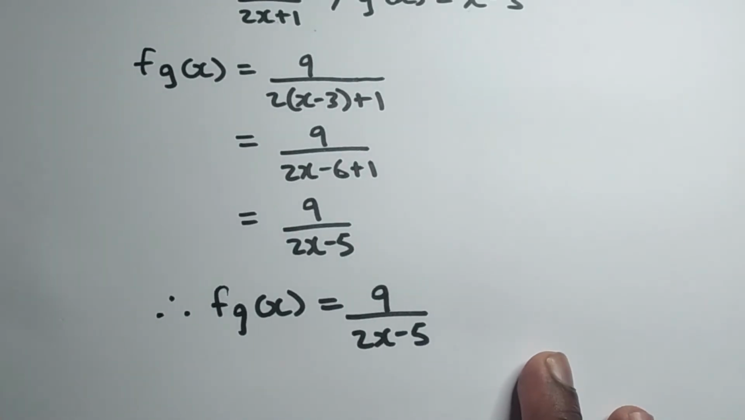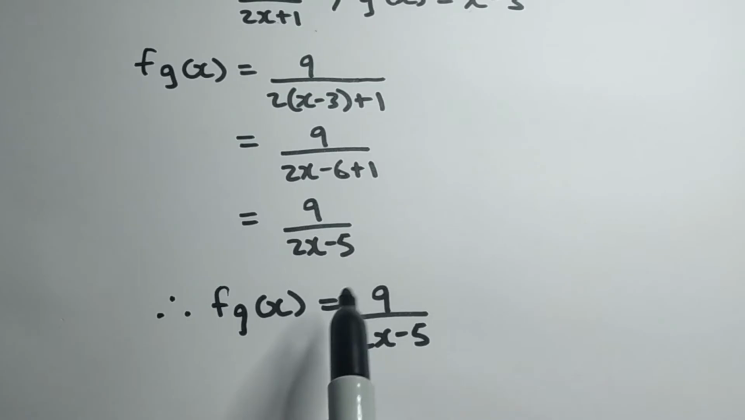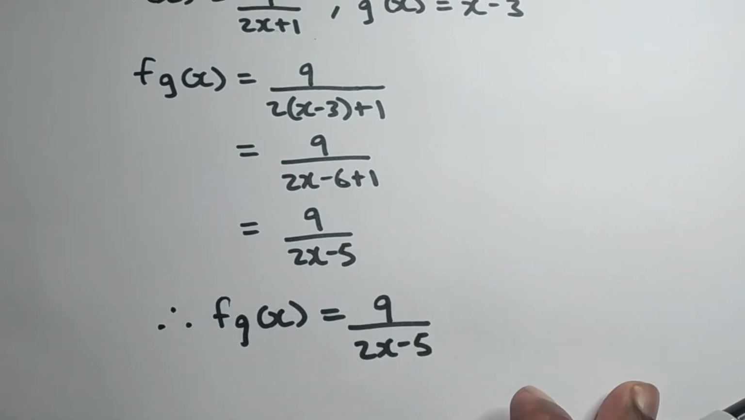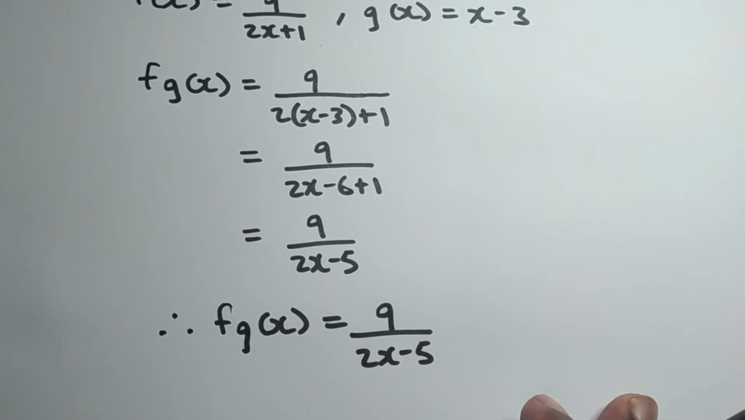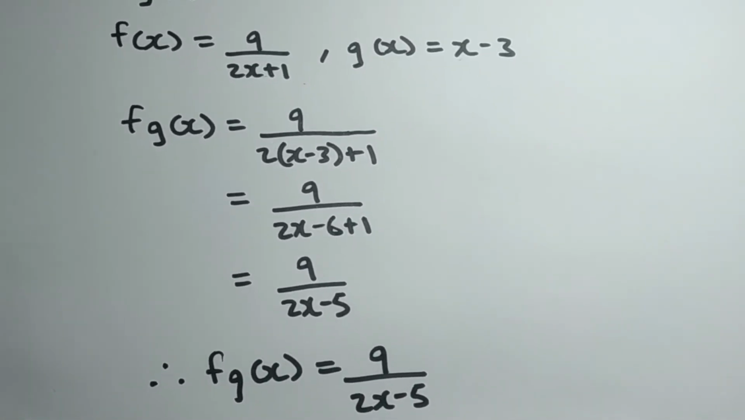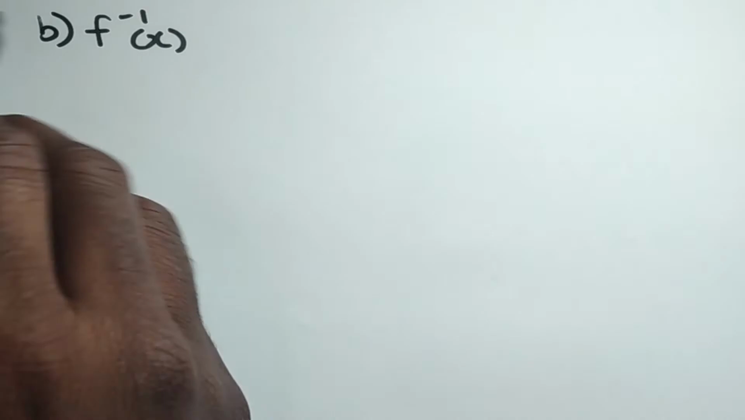And this would be the solution for part 2, all right? So that's how you go about it. Quite easy, all right? So nothing difficult here. All right, so let's look at part B.